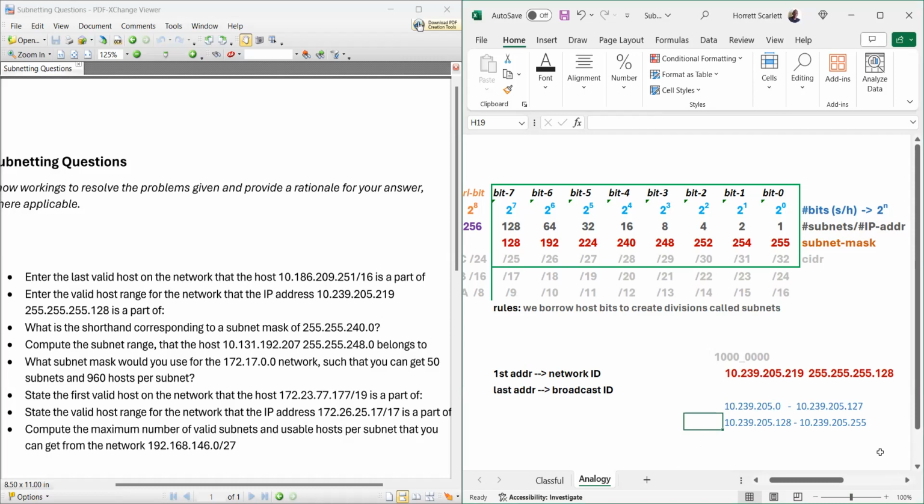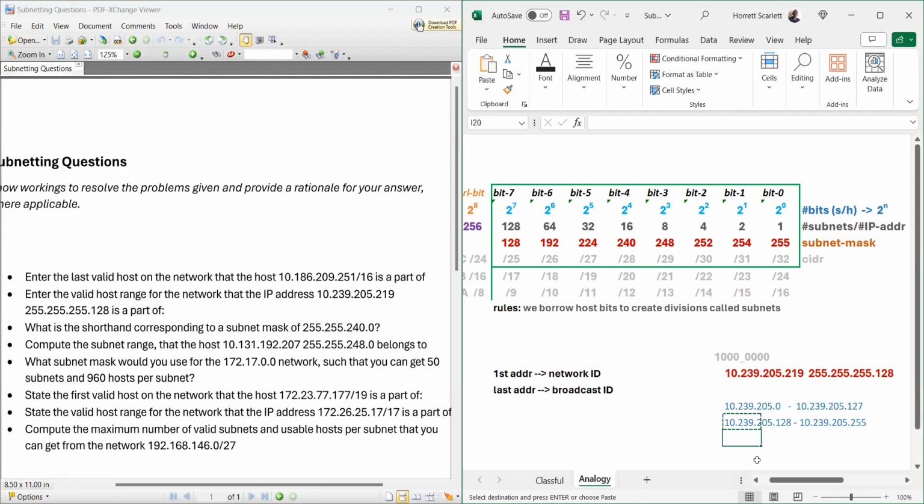So if it falls in subnet 2, then what is the valid host range? Somebody tell me the valid host range. Sir, 128.225.254. That's incorrect. Sorry, 129.254. Yeah, but next time don't just say 129 here. You need to tell the IP address.